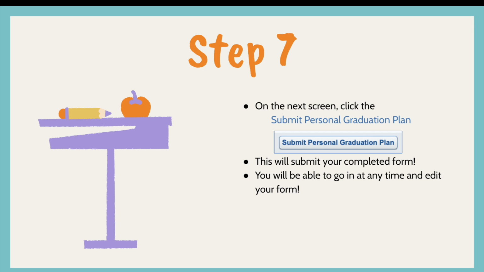Step 7 on the next screen, you'll click the button that says Submit Personal Graduation Plan, and this is where you'll submit your completed form. You'll be able to go in at any time and edit this. This is not something that you submit here today and then never have to go back and look at again. This is just a work in progress so that you can see what your plans are and how they've changed through graduation.